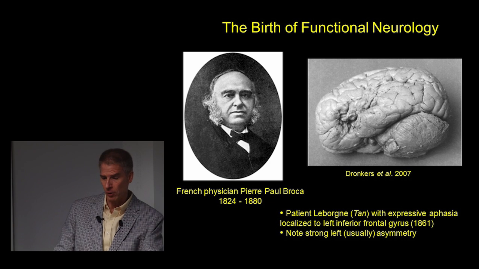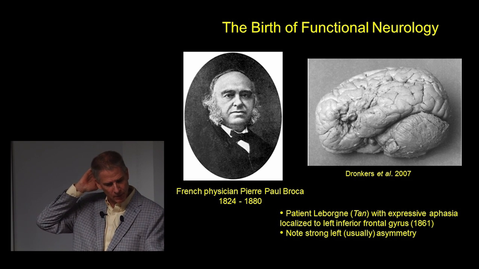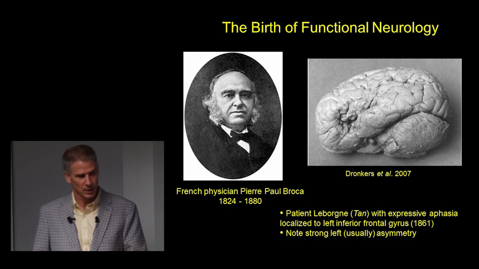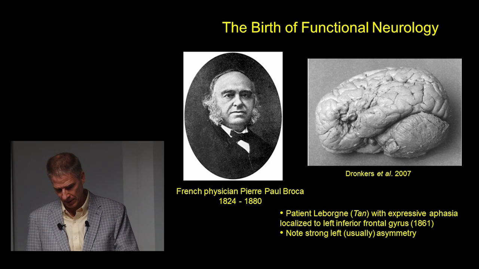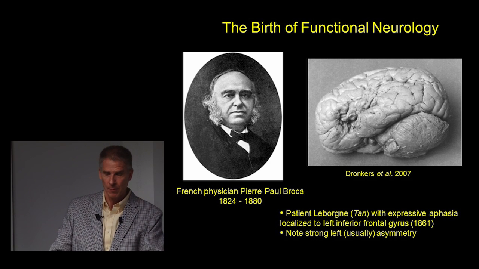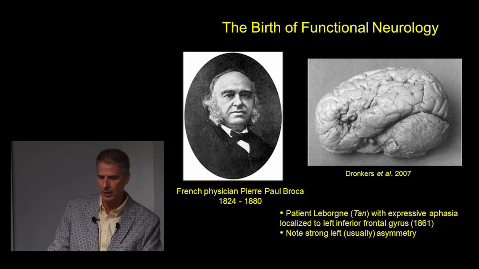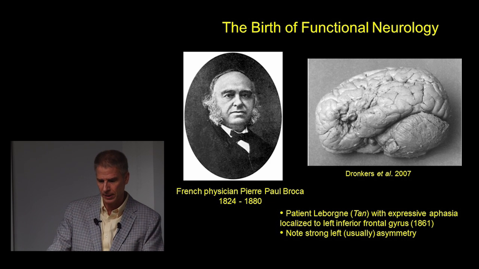And for a long time, for the next 30 years, this was really the only area that was localized. Only later, towards the end of the 19th century, did people localize vision to the back, to the occipital lobes. So this was the first structure-function relationship that people studied. Of course, interestingly, there's usually a very strong left asymmetry. Most people have it on the left, some people have it on the right, and a small fraction of people have it on both sides.